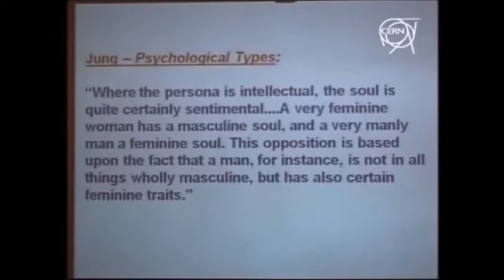But passages that he considered important, he would mark with three vertical pencil lines. So consider the following passage marked with three lines. Where the persona is intellectual, the soul is quite certainly sentimental. A very feminine woman has a masculine soul, and a very manly man, a feminine soul. This opposition is based upon the fact that a man, for instance, is not in all things wholly masculine, but also has certain feminine traits. Pauli was wondering where his feminine trait or anima was. Perhaps Jung could locate it for him.